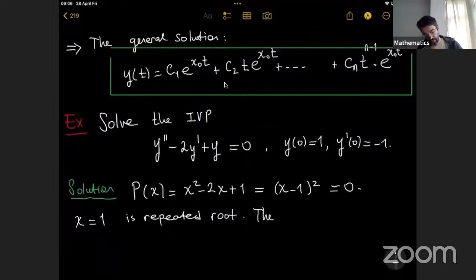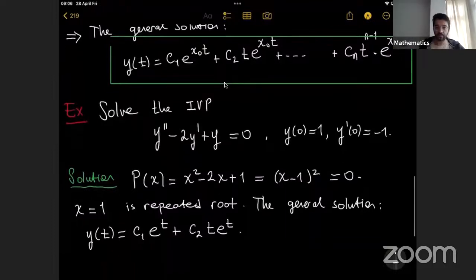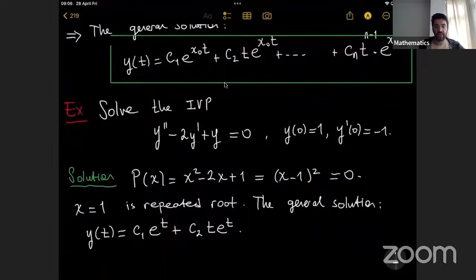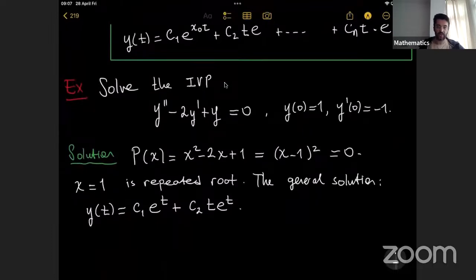The general solution: y of t is equal to C1 e to the t plus, then you multiply this bit with t, C2 t e to the t. Okay, this is the general solution, right? When we have repeated root, we have e to the t and t times e to the t, and the combinations of these two. Well, so what are C1 and C2?